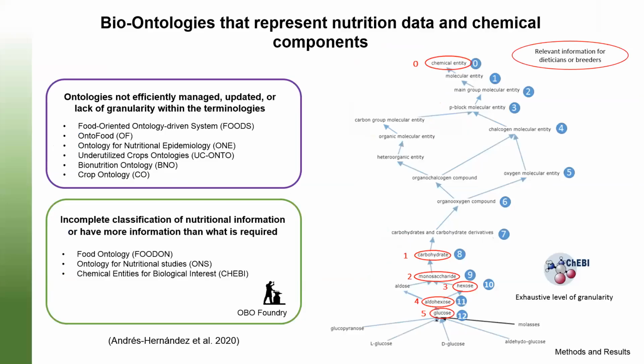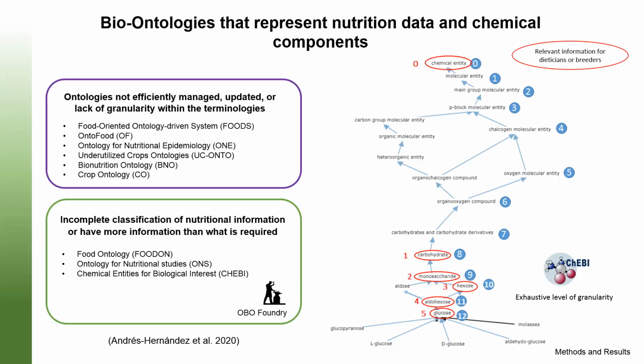So we could say, no problem, let's use an existing ontology to associate and access the existing nutritional information. However, we found that just a few ontologies provide comprehensive representation of dietary nutritional information, and most of them do not appear efficiently managed, updated, or easily accessible. Also, some other ontologies lack specificity in the tailored subclassification of terms within classes, or on the opposite, they present an exhaustive level of granularity, such as ChEBI, which contains around 140,000 terms associated with molecular entities and biosynthesis, which is actually great.